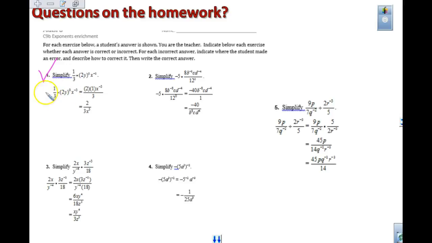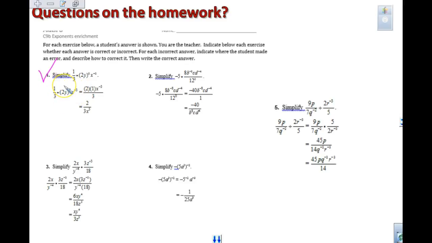So they rewrote the problem right down here, and we're looking at that problem that they rewrote. You see a 3 over here in the denominator. Does that make sense, if I have 1/3, that I'd have a 3 in the denominator? Yeah, that kind of makes sense. We have this 2y to the 0, and they put 2 times 1, and then they put x negative 3. Does that make sense?